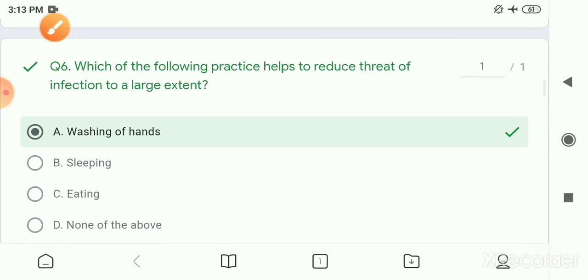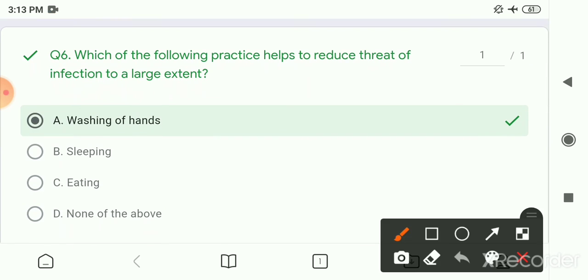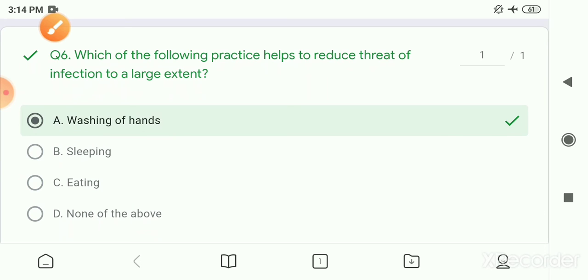Next, sixth number, which of the following practices helps to reduce the threat of infections to a large extent, by which we can reduce infections? The options are washing of hands, sleeping, eating and none of the above. So here your answer is option A, that is washing of hands reduces the threat of infections. So here your answer is option A.